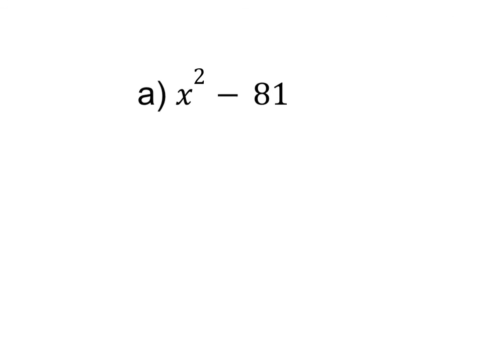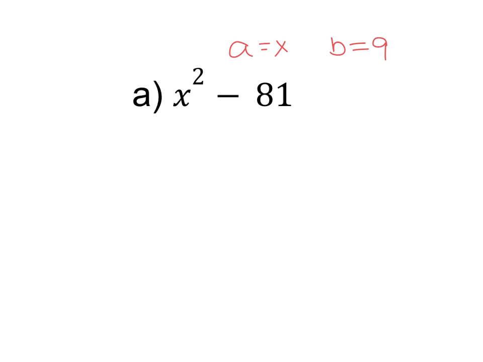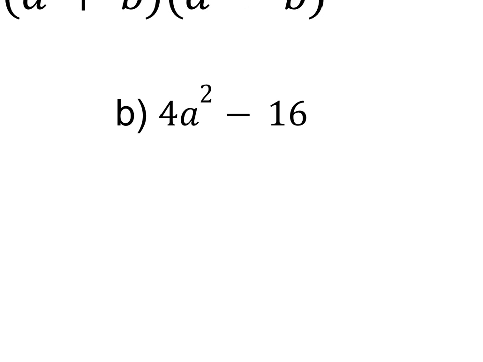Okay, let's do one. So is there two terms? Yes. Are they being subtracted? Also yes. Can you take the square root of them because they are perfect squares? The answer is yes. So in this case, the a, when you take the square root of the first term, would be x. And the b, the square root of 81, is 9. So this would be x plus 9 times x minus 9. Or you could flip-flop it around if you want. Kind of easy, right?